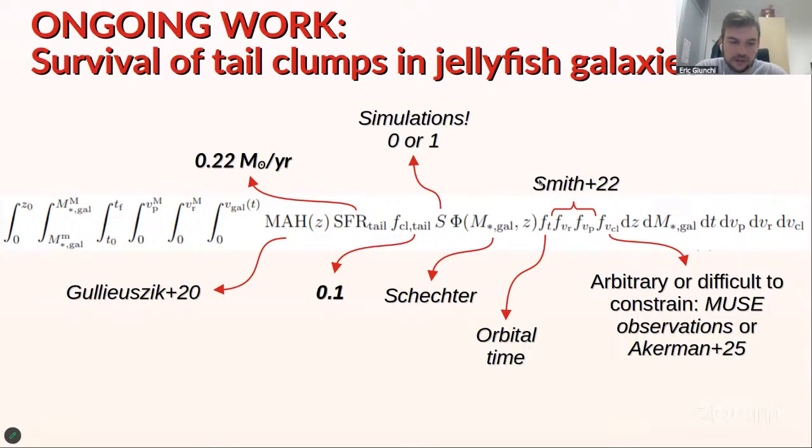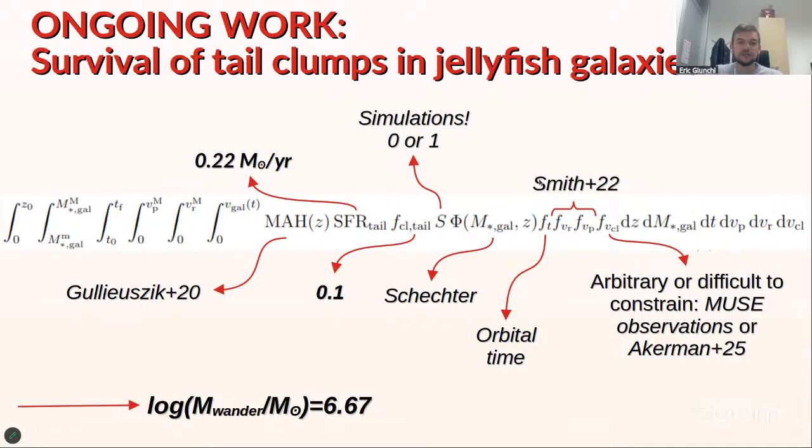So if we put all of this together and use, let's say, the most likely values for these quantities, we get that since redshift 0.4, so within the last 3-4 gigayears, the jellyfish galaxies deposited about 10^6 to 10^7 solar masses in wanderers. So this is a very little number, and indeed also in number of clumps, we talk about a few tens up to 100, some hundreds of clumps.